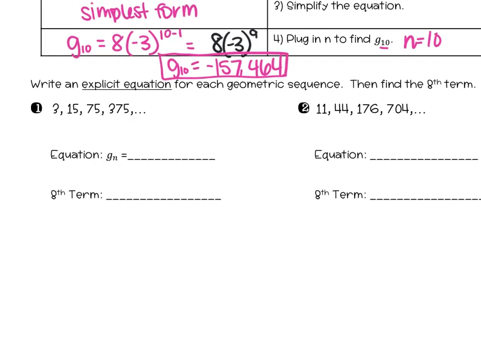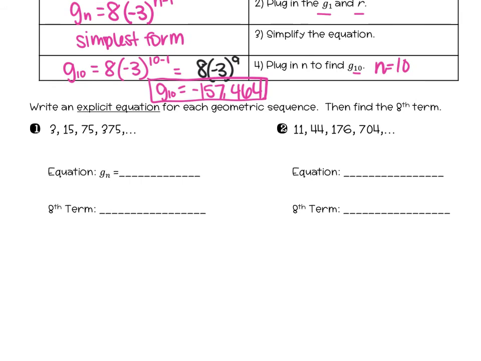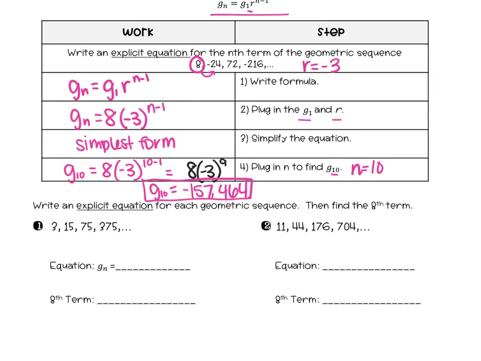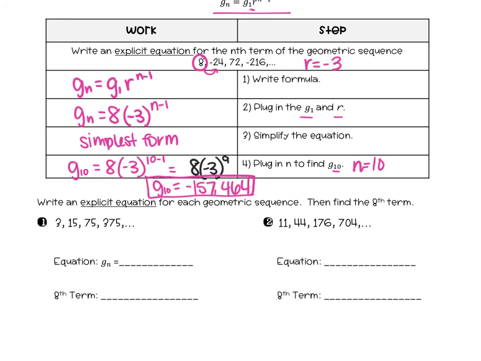All right, so last set here: write an explicit equation for each geometric sequence, then find the 8th term. So again, you're given the formulas on the test, you just have to make sure you know which ones go with which. And the G and A are helpful to remind you, oh, this one's for arithmetic, that one's for geometric. Okay, so number 1, 3, 15, 75, 375. Well, it looks like the common ratio is 5. They are multiplying by 5.